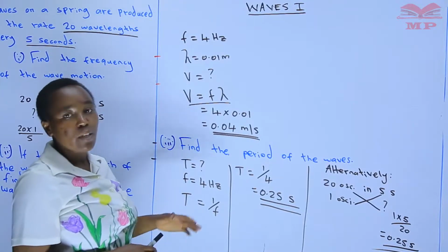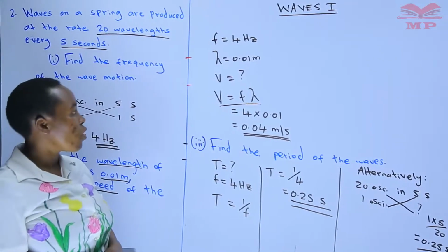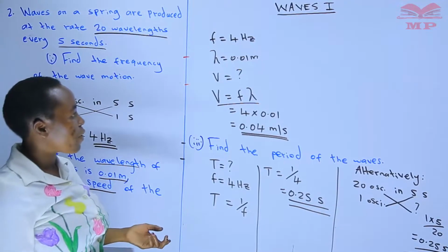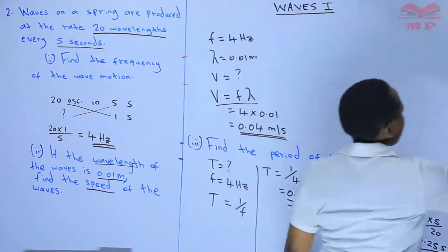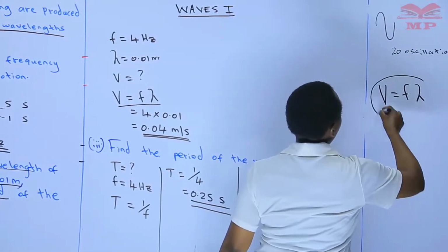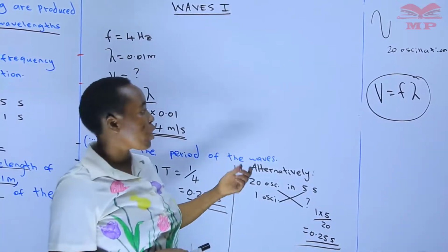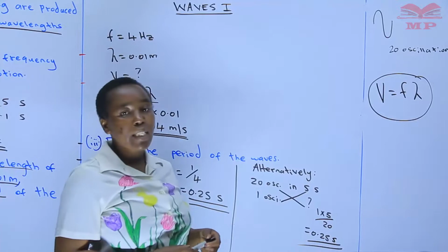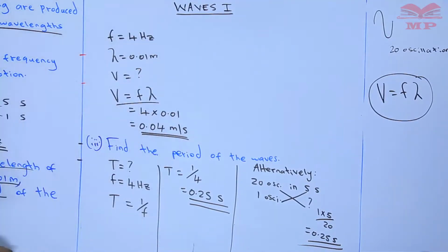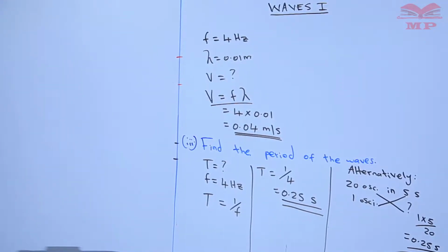So hoping that you are now able to apply the wave equation to solve various numerical problems. When you are given a question, always remember we've seen that V is equal to frequency multiplied by the wavelength. And you must ensure that all the quantities are in their SI units. So I'd like to give you a question, an exercise for you to work out.